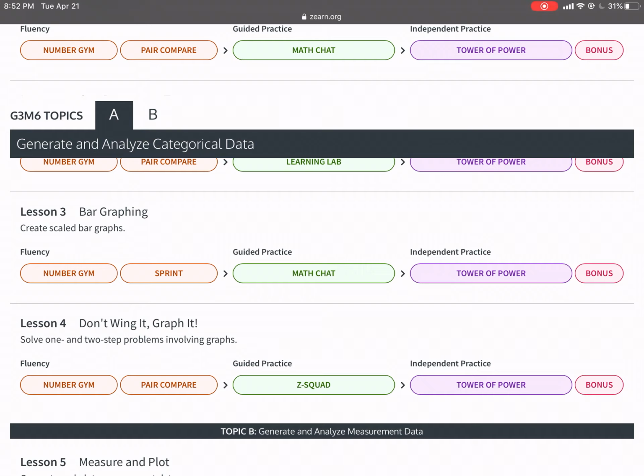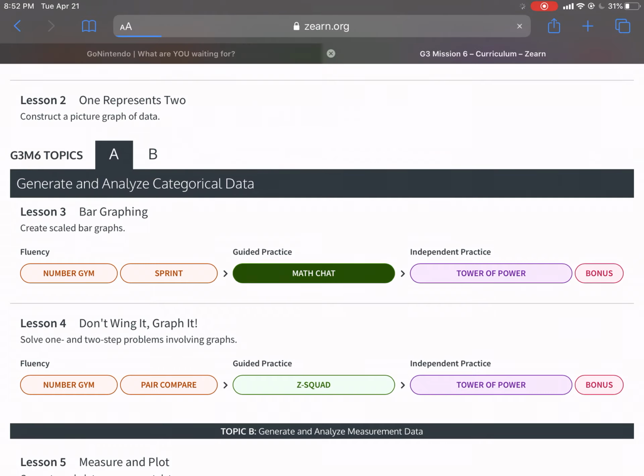On your own today, you are going to complete the fluency. You're going to complete number gym, sprint, and you're also going to complete tower of power. But together we are going to do math chat.